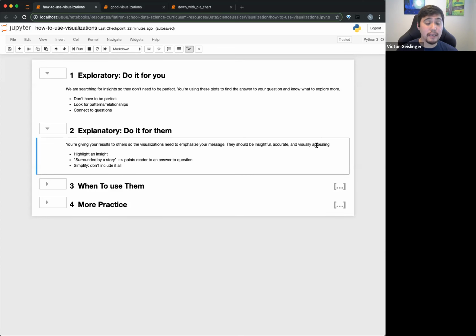But the more important part is that you want to make something interesting to someone so they can remember it, and again, highlight an insight. You're trying to make a narrative. You're trying to make a story. Okay, that's really your goal as a data scientist.